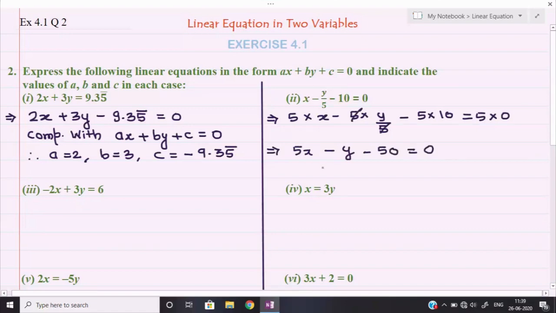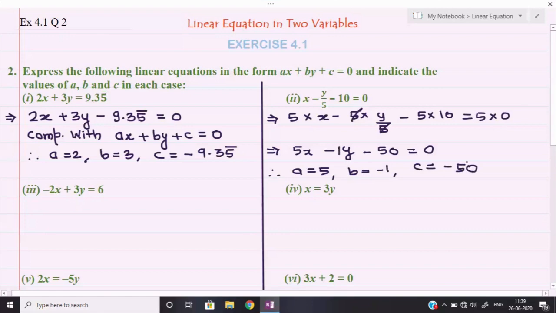Now since I do not have space, I am ignoring this line. Comparing with ax plus by plus c is equal to 0, I am writing it directly: the value of a will be equal to 5. Now b will be equal to, see, here no coefficient of y is given, so we can assume it 1. So the value of b will be equal to minus 1 and c will be equal to minus 50. That is your answer.